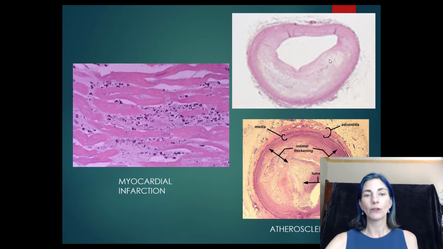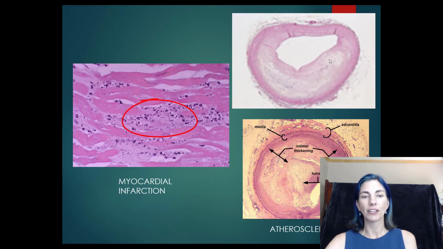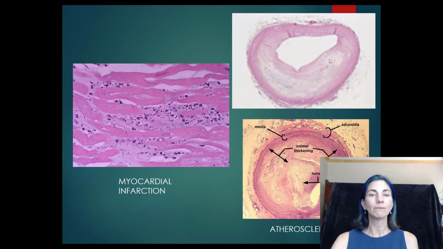So the picture that you see here on your left is going to be the heart tissue that has experienced myocardial infarction. And what you can see is that it looks like exploded cells. So this is all debris from inside the cell, junk. You can see that the cells have broken open in many cases.